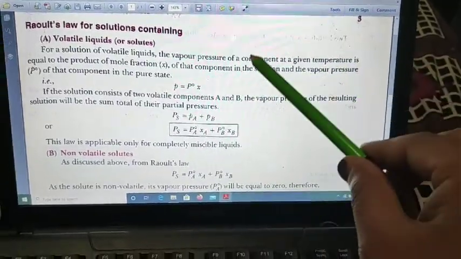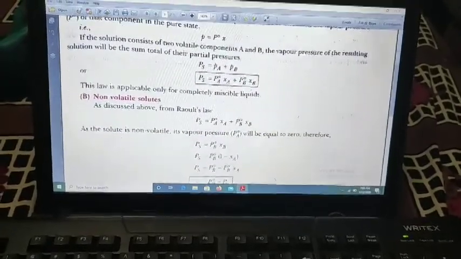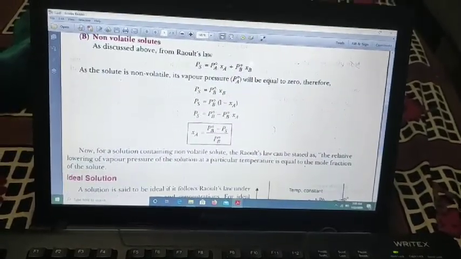That means the liquids which get easily mixed with each other. That is for volatile liquids. Now let us see for non-volatile solutes.